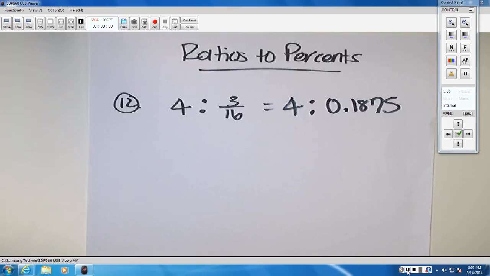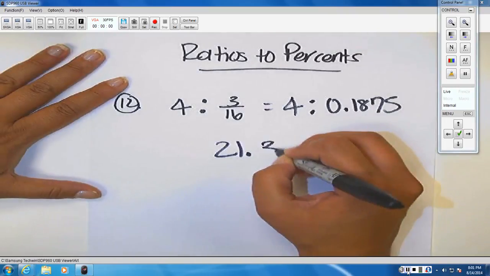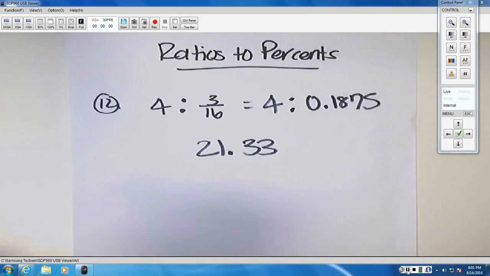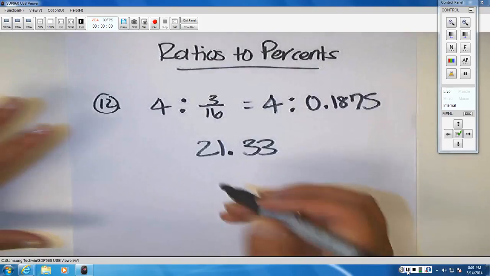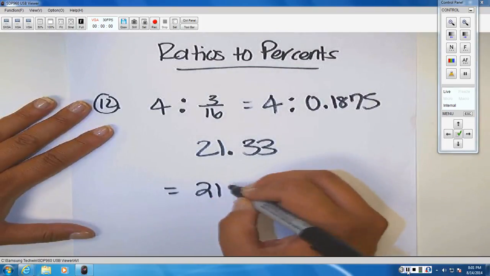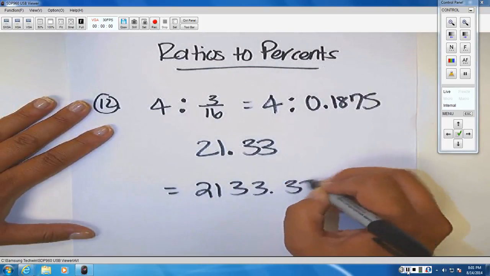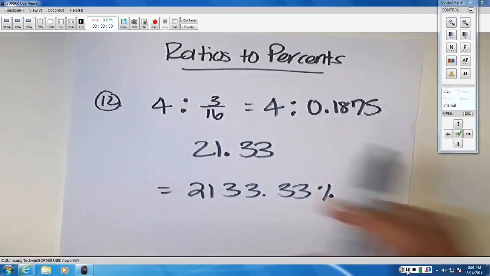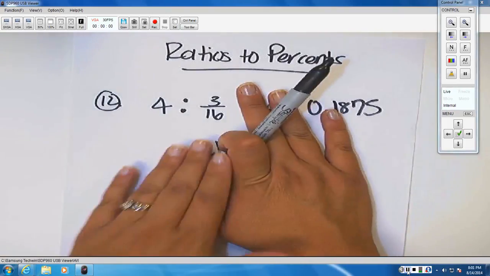So it's going to be 4 divided by 0.1875, and that gives me 21.33. I'm then going to take that number and multiply it by 100 so I can get my percentage, and I end up with a big number, 2133.33%.